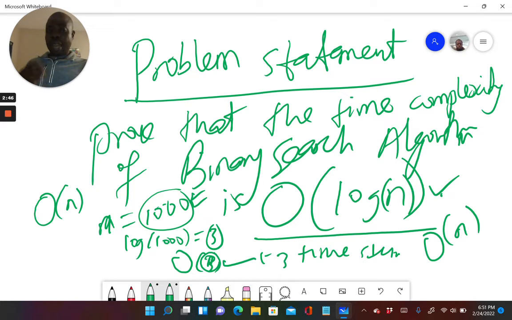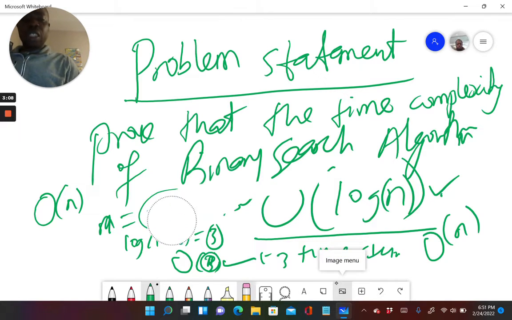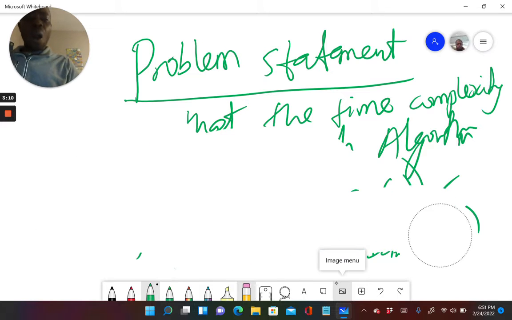The easiest search algorithm to understand is what? The linear search, which is O of n. But binary search is a little bit more complex, but not really too difficult. The time complexity of that is what? O of log n. Now let's explain what a search algorithm is all about.